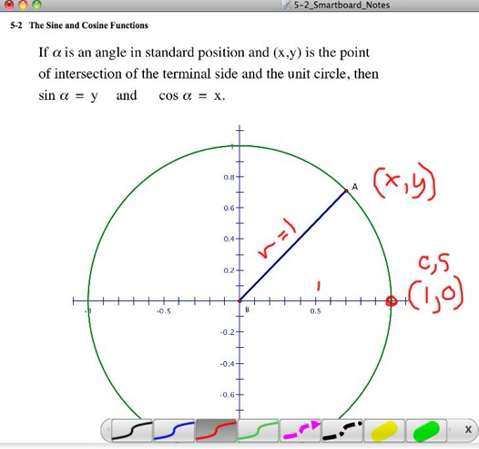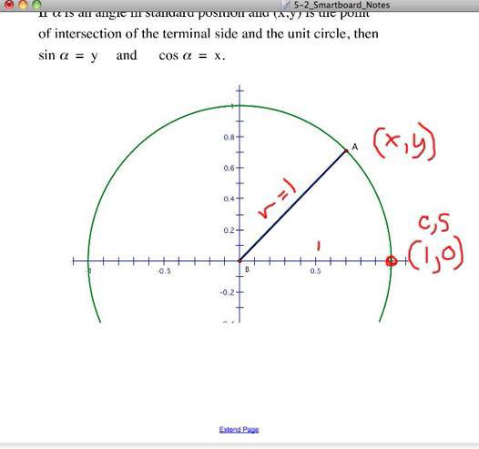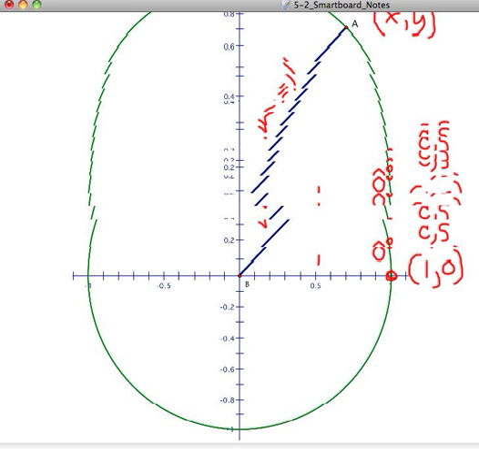And another way to write this is we could write the cosine of what degrees? Well, right here, this is 0 degrees, right? So we're saying the cosine of 0 degrees equals what value? Well, it equals the x value of that ordered pair, or 1.